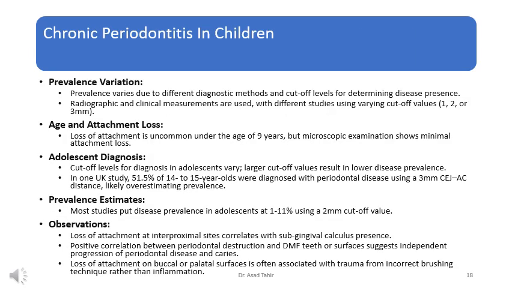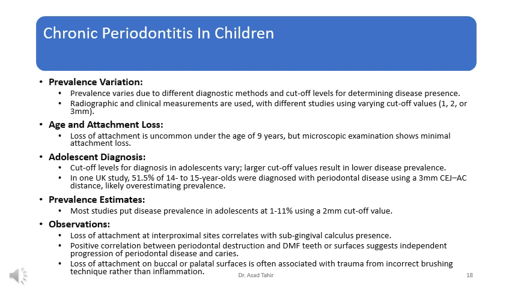Chronic periodontitis in children. Prevalence variation: prevalence varies due to different diagnostic methods and cutoff levels for determining disease presence. Radiographic and clinical measurements are used, with different studies using varying cutoff values, 1, 2, or 3 mm. Age and attachment loss: loss of attachment is uncommon under the age of 9 years, but microscopic examination shows minimal attachment loss. Adolescent diagnosis: cutoff levels for diagnosis in adolescents vary.